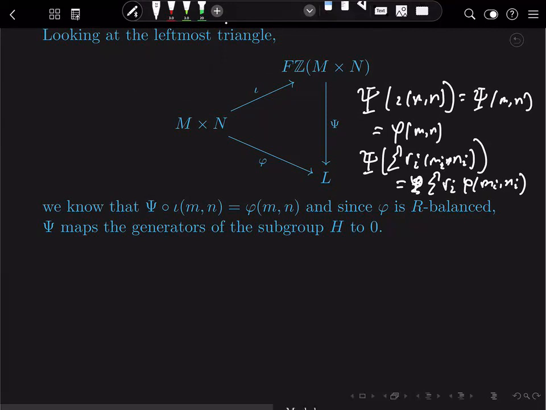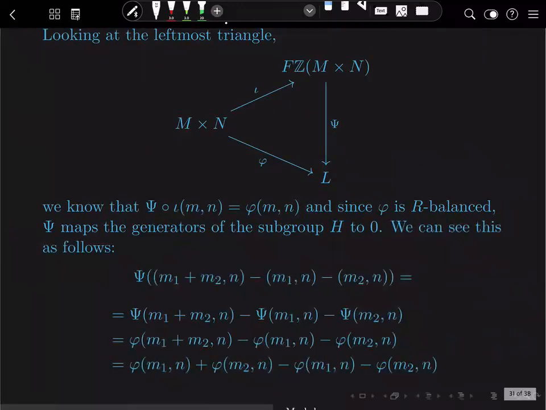So I point that out here. On the elements of M cross N, this is what we have. And since phi is balanced, psi maps the generators of the subgroup H to 0. Okay, how can we see that? Well, we can see this as follows. We have psi of, let's take a generator.